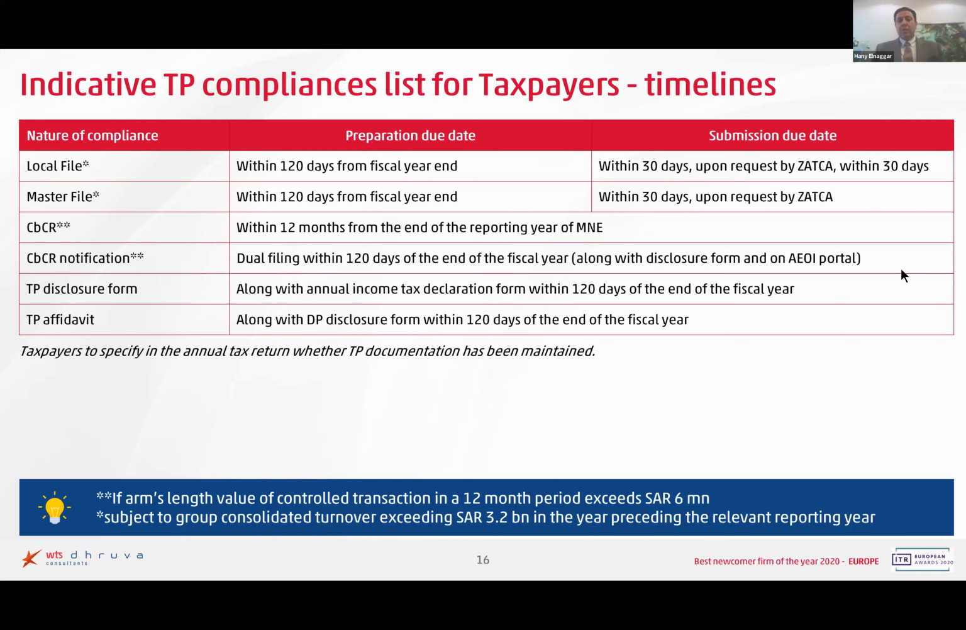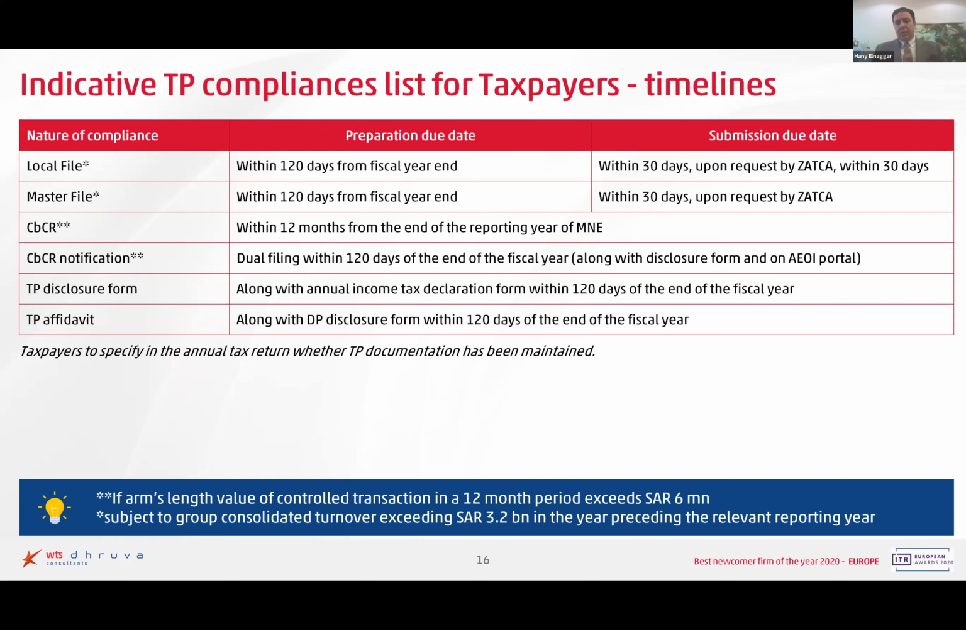Country by country will be within 12 months from the end of the reporting year of the MNE. CBCR notification is due for filing within 120 days, like the local file and master file. The TP disclosure form, which goes along with the annual tax declaration, will also be within 120 days of the end of the fiscal year. The TP affidavit will be along with the TP disclosure form, also within 120 days. So this is the preparation or due date.